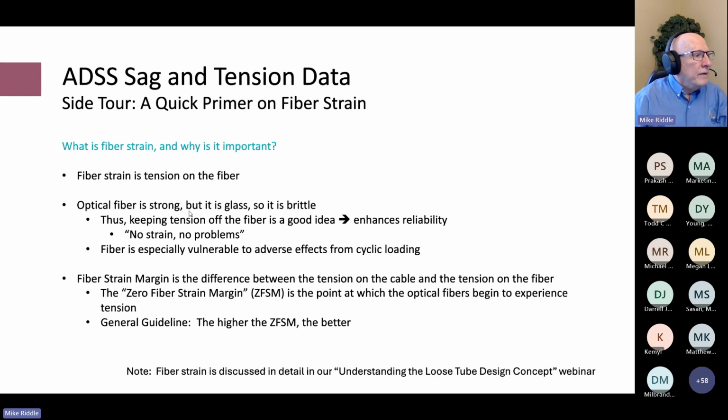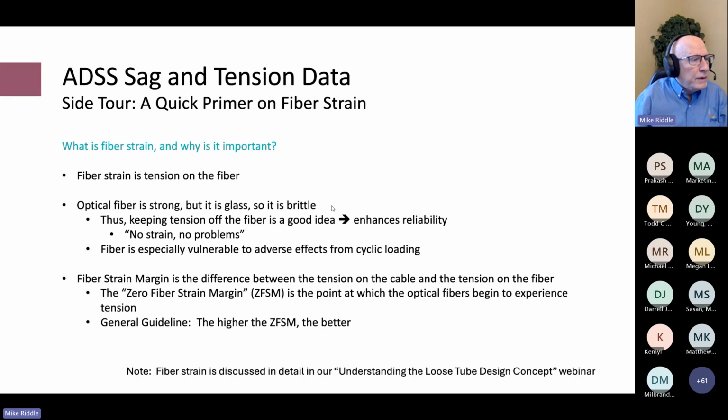And here it is right here. What is fiber strain? Fiber strain is the tension on the fiber. Now, optical fiber is strong. The standard proof test for single mode fiber is 100 kpsi, but it's glass, so it's brittle. So it becomes a good idea to keep tension off the fiber. It enhances the long-term optical reliability. The simple way of putting it is no strain means no fibers.